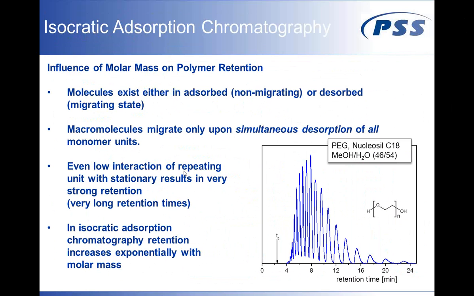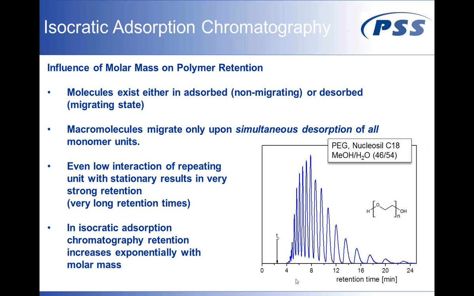So the repeating unit itself is quite weakly adsorbed, but for the macromolecule, the probability that all repeating units are desorbed at the same time is quite low, and therefore we experience very long retention times for macromolecules. And secondly, it's not only long. What we can find out is that basically in isocratic adsorption chromatography, the retention increases exponentially with molar mass. It's not a simple linear dependence, it's exponential.